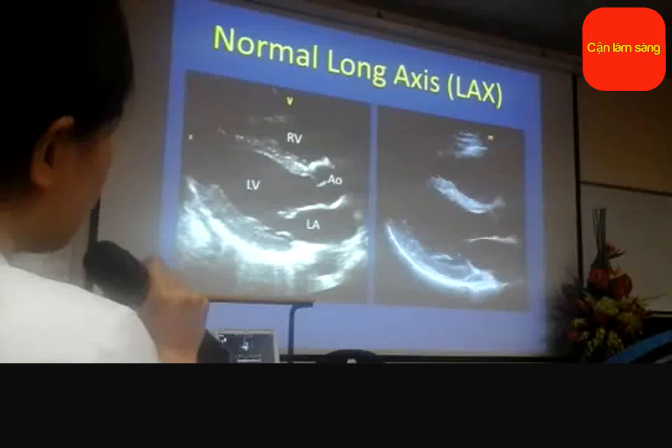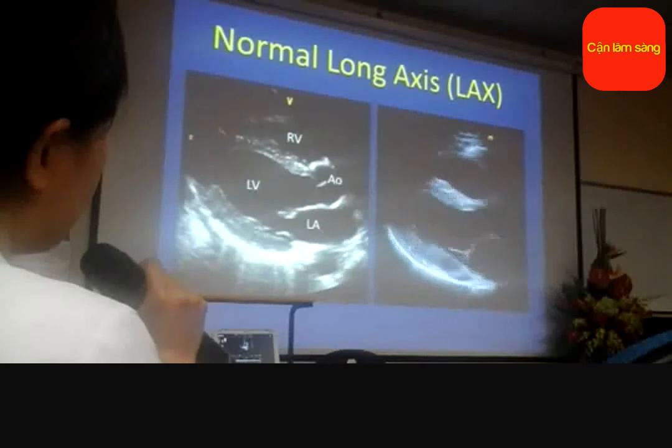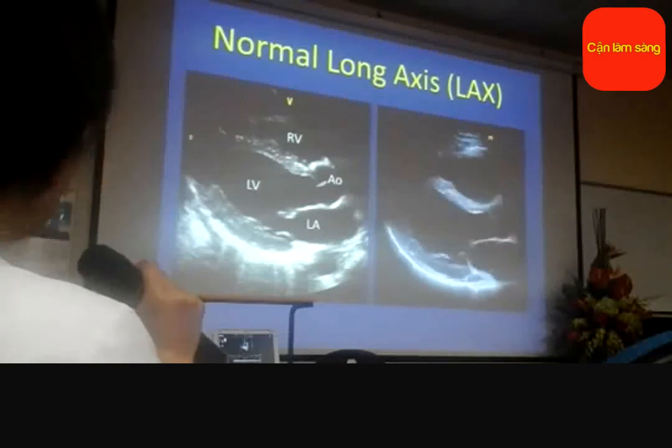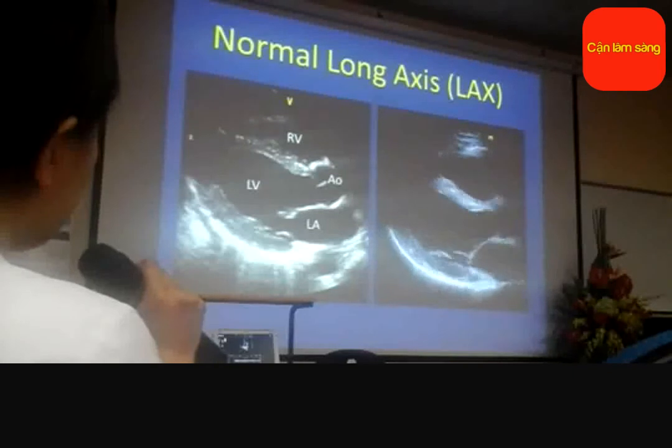The pericardium, the fibrinous pericardium, is usually the brightest structure around the heart.